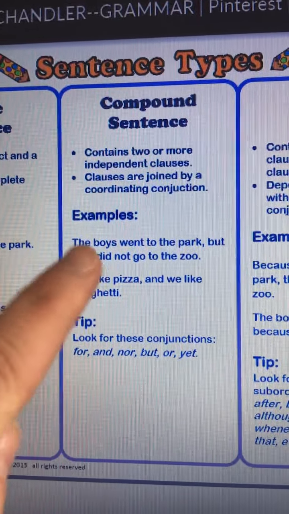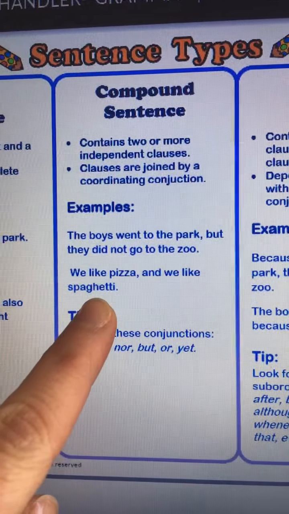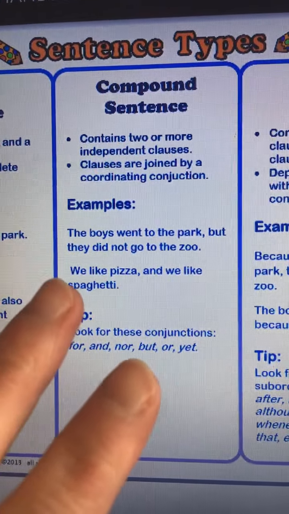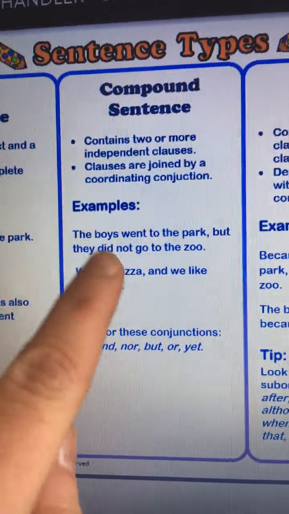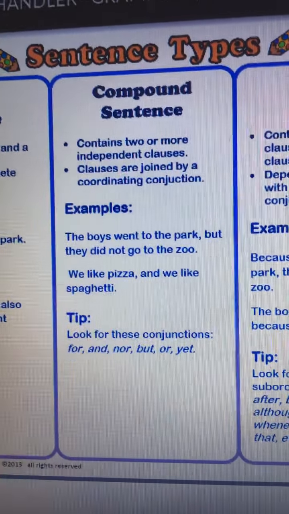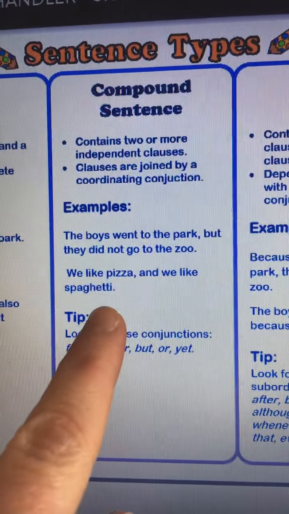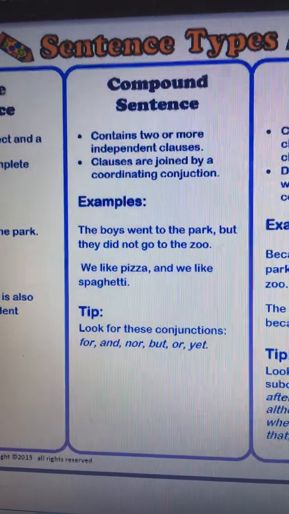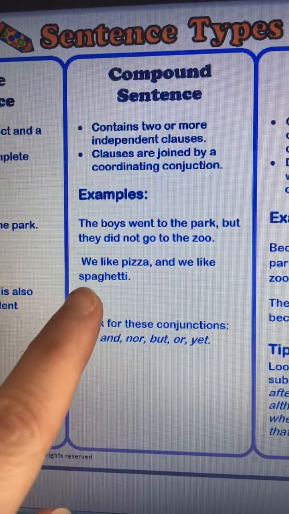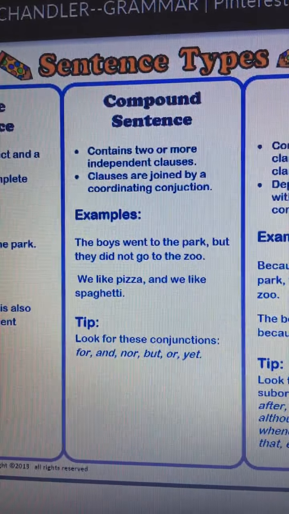Our other sentence, we like pizza and we like spaghetti. These are 2 separate ideas which could work on their own. We could make a sentence, we like pizza, period. Another sentence, we like spaghetti, period. But it's going to sound more interesting if we connect those and turn it into a compound sentence.